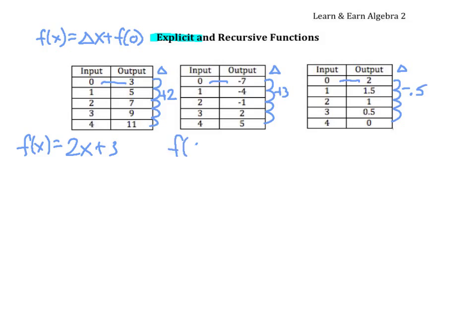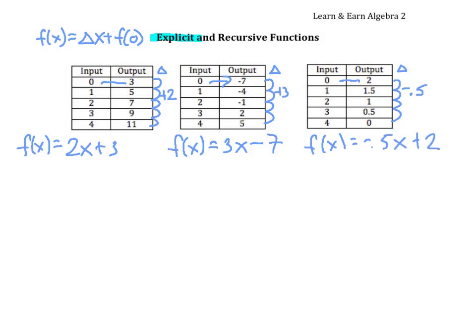For the next table I get f of x equals delta x plus f of 0. Notice I put minus 7 because f of 0 is a negative 7. For the last table, I get f of x equals negative 0.5x for your delta plus 2.